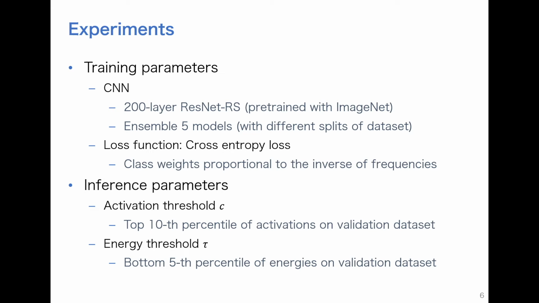The thresholds C and tau are decided by using a validation dataset for each model. For the activation threshold C, top 10th percentile of activations estimated on the validation dataset is used. For the energy threshold tau, bottom 5th percentile of energies estimated on the validation dataset is used.